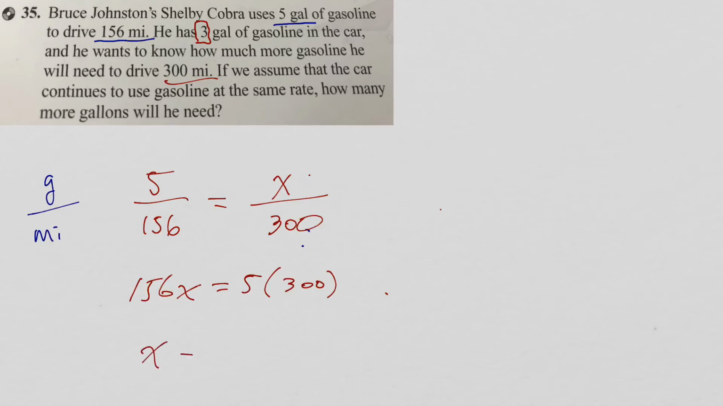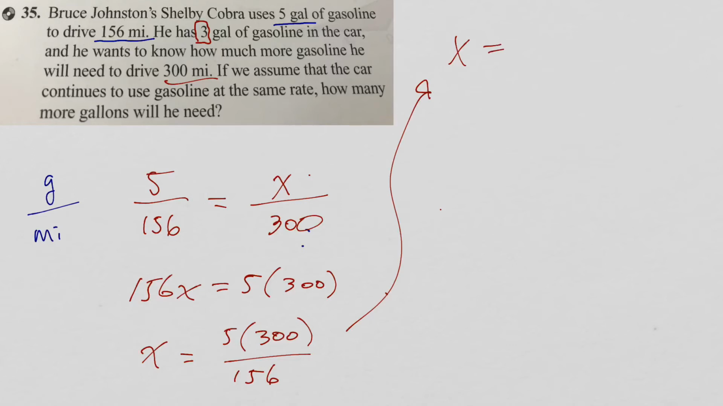So x is equal to 5 times 300 divided by 156. So x is equal to, now I'm going to calculate 5 times 300 divided by 156. To the nearest tenth, I got 9.6 gallons.